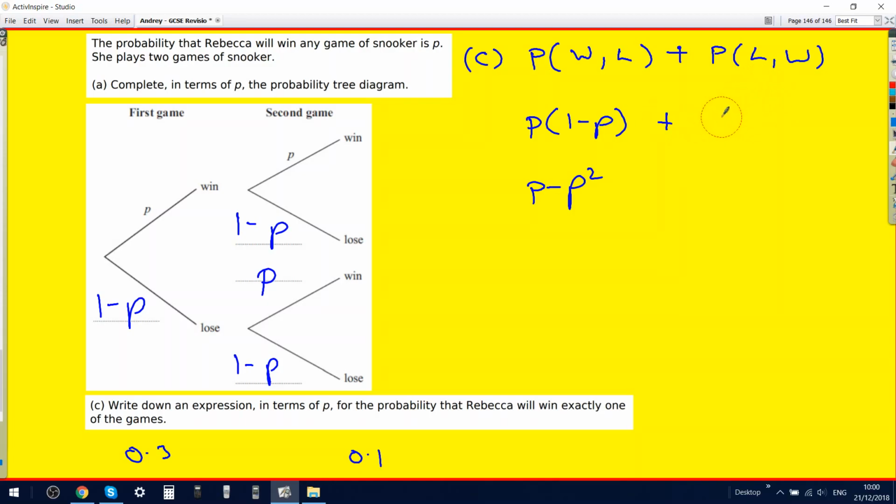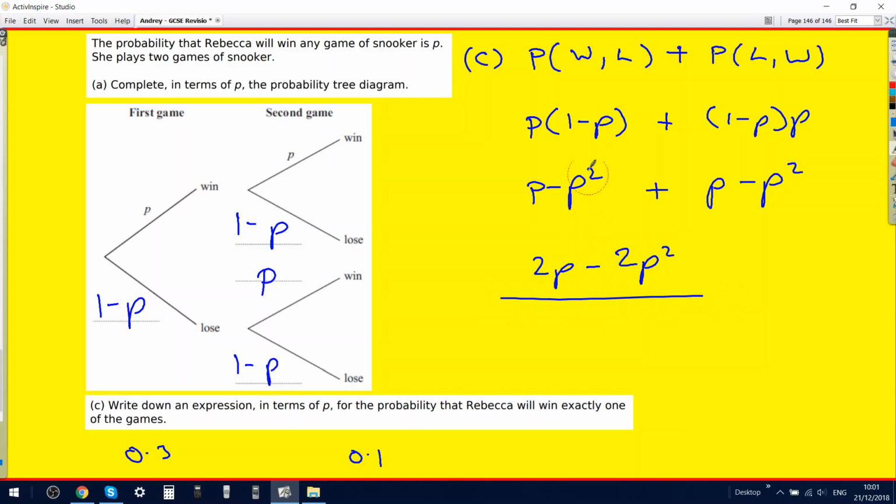Will it be the same? So I believe it is the same. And so that's P minus P squared. And so in total? 2P minus 2P squared. Well done. And I think the quick way is you find one of them and double it, because in this case it was the same probabilities for both.